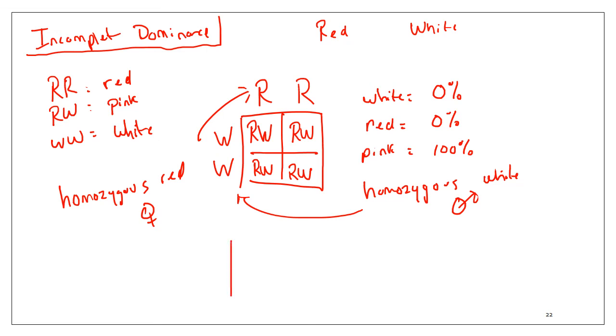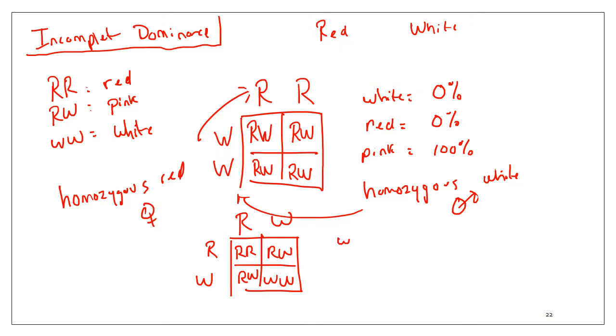Now, let's go ahead and set this up, and let's cross the heterozygotes. That means we'd get RR, RW, RW, WW. And basically this means what percentage of the kids are going to be white? 25%. What percentage are going to be red? Correct. And we've got pink.